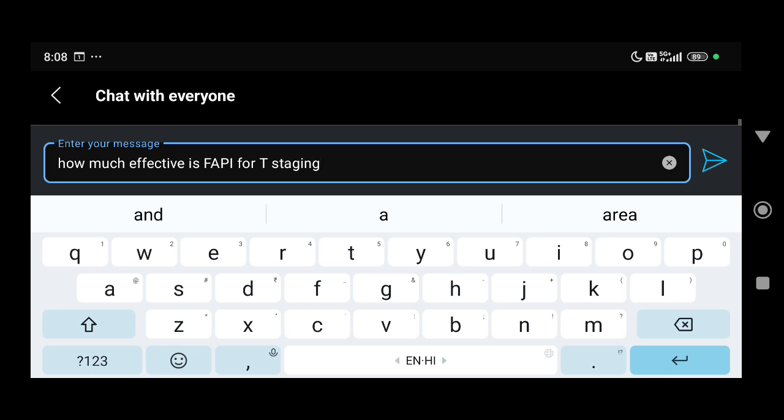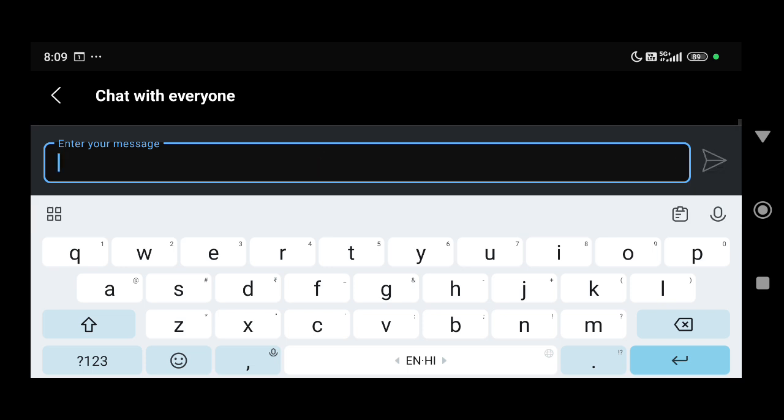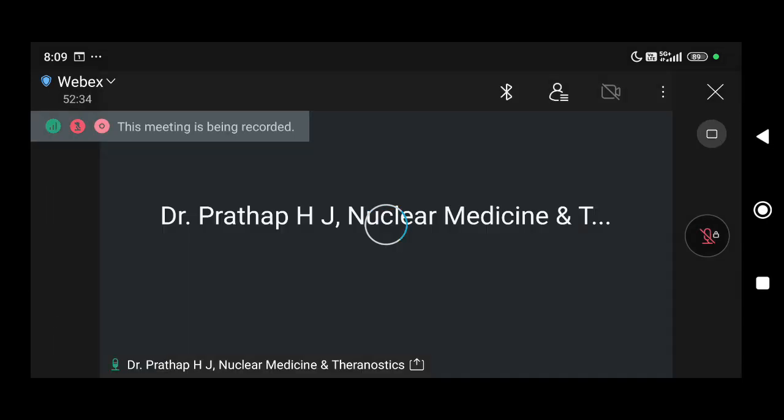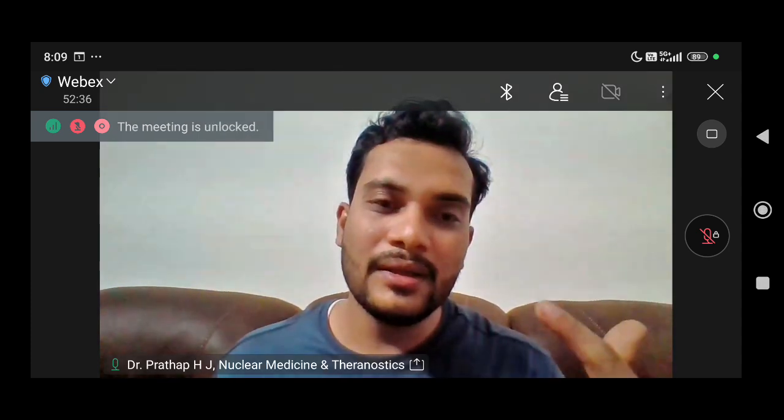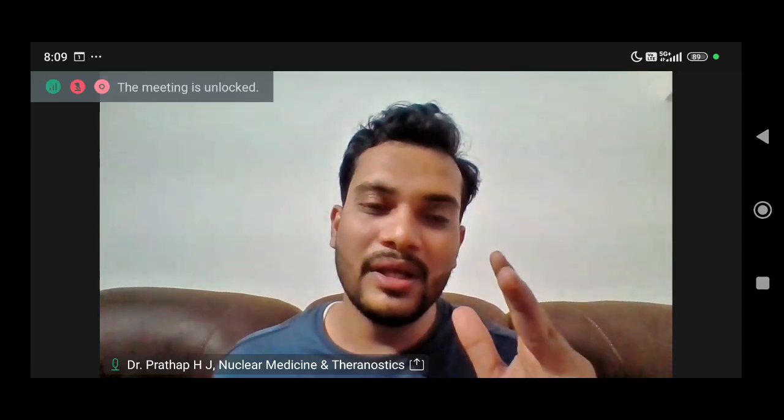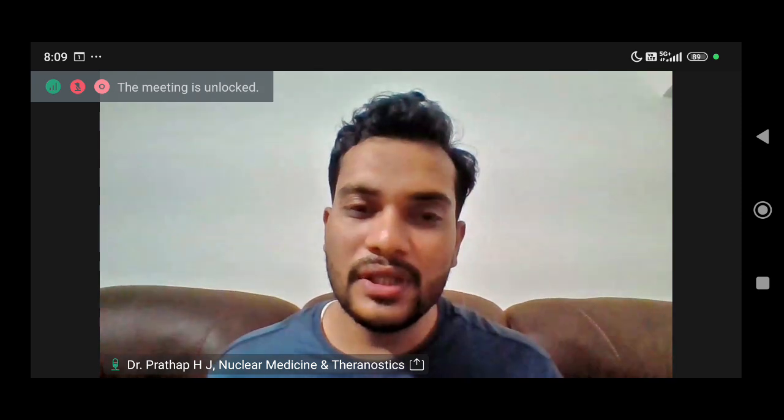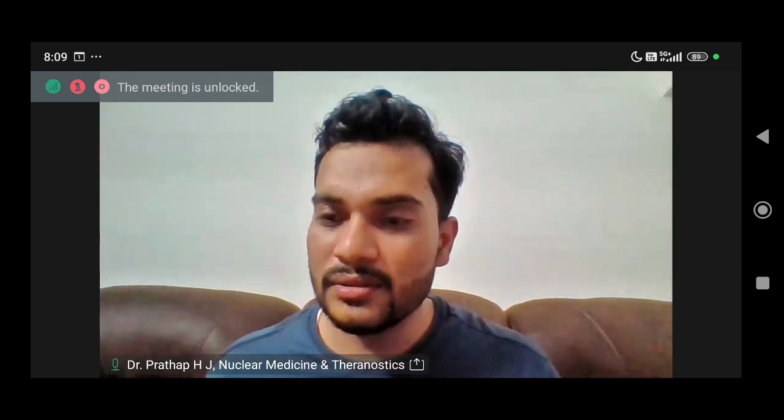If we are preparing in-house, we should follow all this protocol: getting a good quality lutetium, doing very good labeling, and having the good labeling report too. Then if we do the therapy, there are literally no side effects.